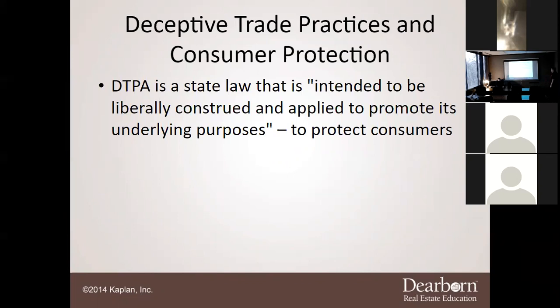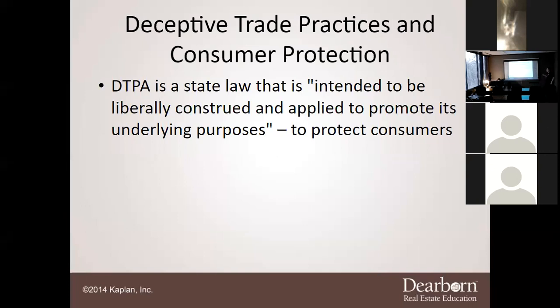Thank you. Anytime. Now, the DTPA, of course, is a state law that is intended to be liberally construed. Very key there, Mr. Eugene. What's this word right here? What's liberally mean? It means we can't go outside the box. It means you get to apply it to almost anything. Okay. So liberally construed, meaning that it's very broad.